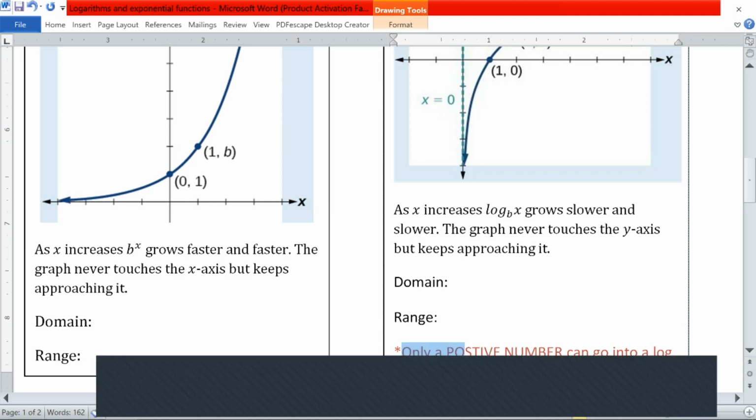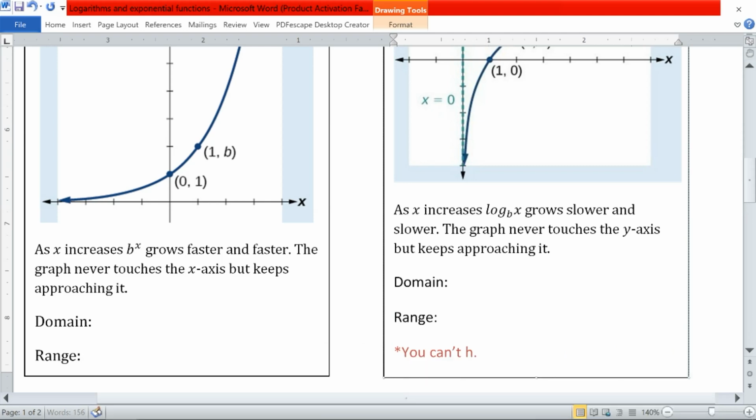Let me change that to saying, I think if I put it that way, it will be more clear. I will say you can't have log of a negative number.